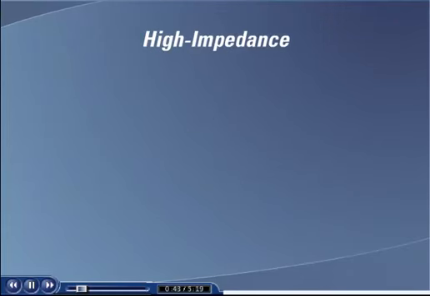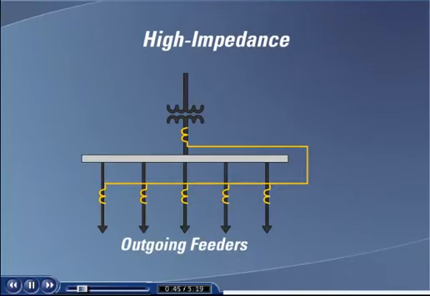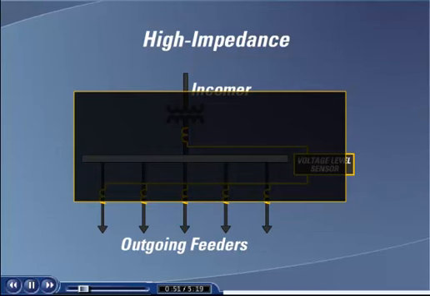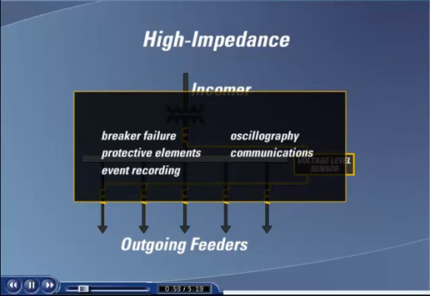High impedance. The scheme requires only a simple voltage level sensor. From this perspective, the high impedance protection scheme is not a relay. If breaker failure protective elements, event recording, oscillography, communications, and other benefits of microprocessor-based relaying are of interest, then extra equipment is required, such as a digital fault recorder or dedicated breaker failure relays.